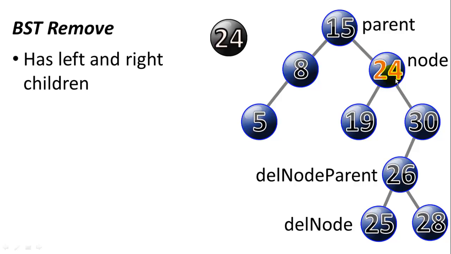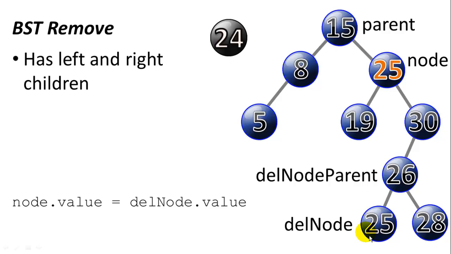Well, we're going to start at node. We're going to find the lowest value, the smallest value, in node's right subtree. So we go to node's right child, and then we go left child, left child, left child, left child, all the way down to the bottom until there's no more left child. And then we reach del node. Next step is to move del node up to node.value. In other words, we're going to copy this 25 up to this spot here, up to node.